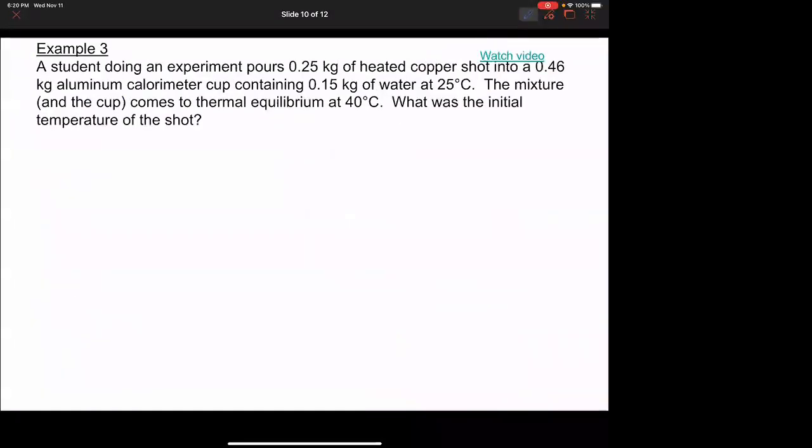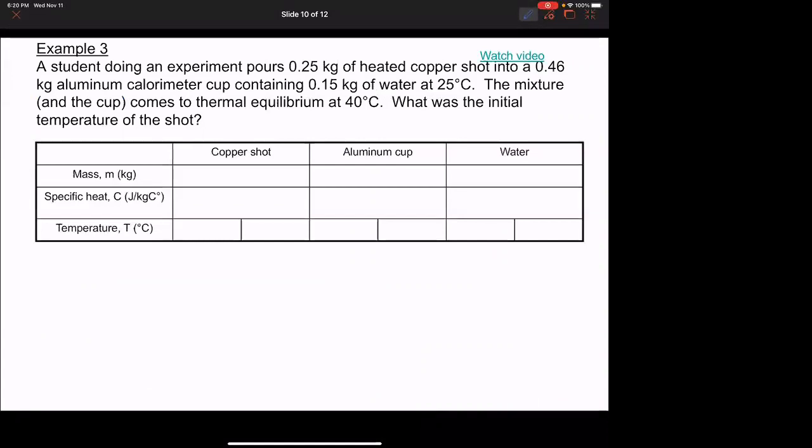All right, now we got a 3-bagger. We got 3 of them we're putting together. It says a student doing an experiment pours 0.25 kilograms of heated copper shot into a 0.46 kilogram aluminum calorimeter cup containing 0.15 kilograms of water. The mixture in the cup comes to a thermal equilibrium at 40 degrees Celsius. What's the initial temperature of the shot? So we're going to fill this chart in, and then you guys are going to do the math. All right, are you ready?